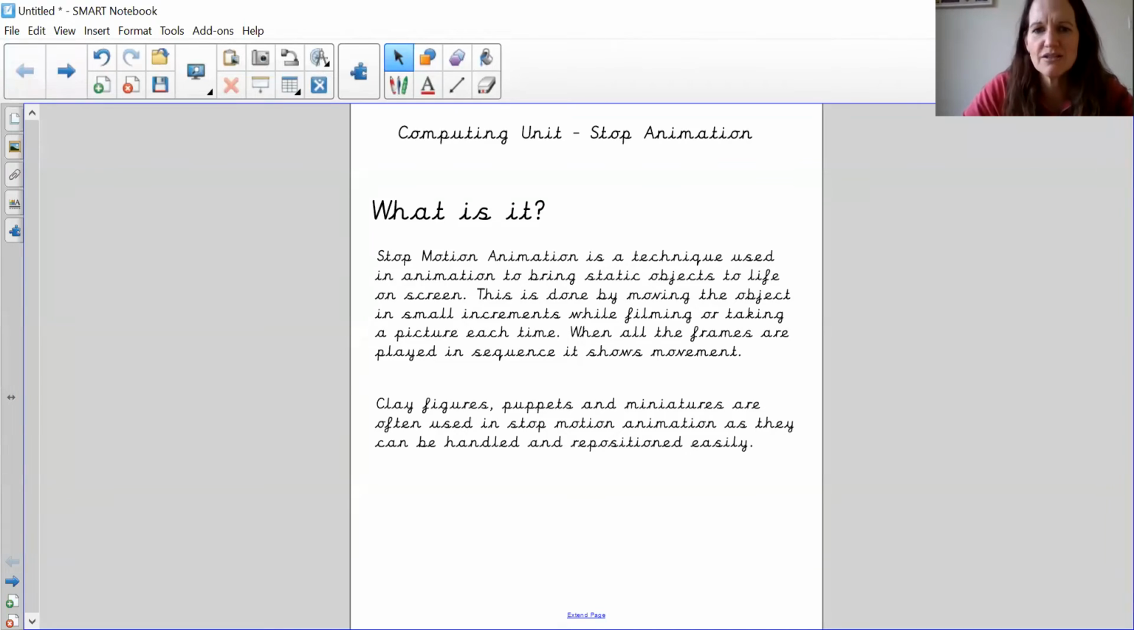So, computing, stop motion animation. So what is stop motion animation? Stop motion animation is a technique used in animation to bring static objects to life on screen. So that means objects that don't move. This is done by moving the object in small movements while filming or taking a picture of each movement. And then all the frames are played in a sequence and it shows that the object is moving.